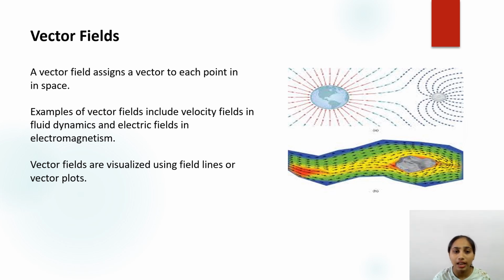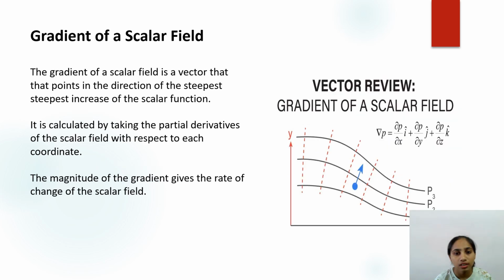A vector field assigns a vector to each point in space. Examples of vector fields include velocity fields in fluid dynamics and electric fields in electromagnetism. Vector fields are visualized using field lines or vector plots. In this picture we can see the vector fields, and in this slide we can learn about the gradient of a scalar field.